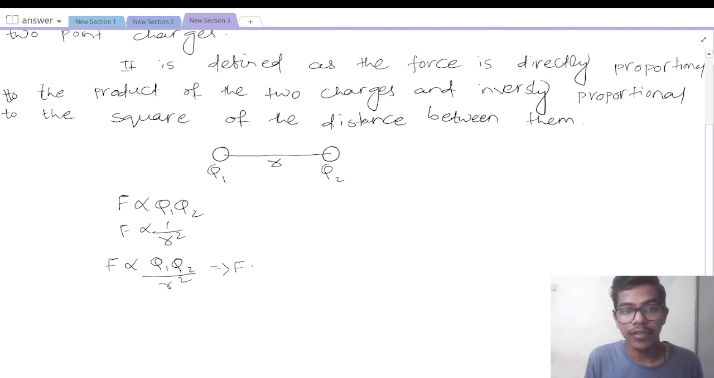so that F is equal to k q1 q2 by r square, where k is the proportionality constant and k is equal to 1 by 4 pi epsilon naught, whose value is 9 into 10 to the power 9 Newton meter square per coulomb square.